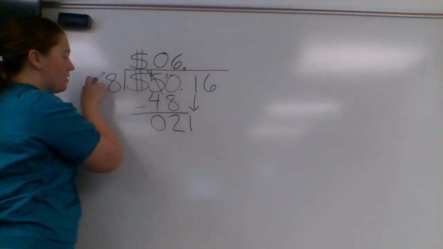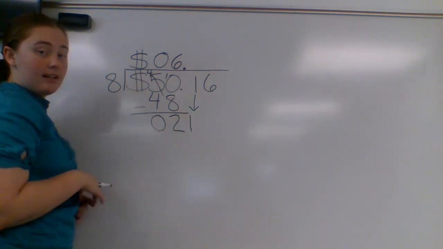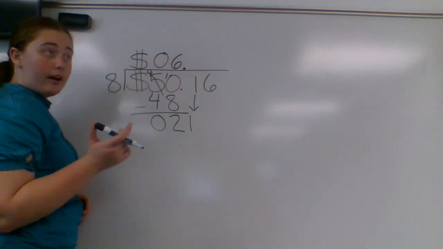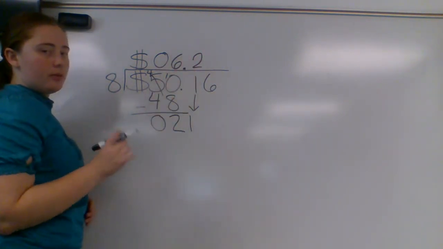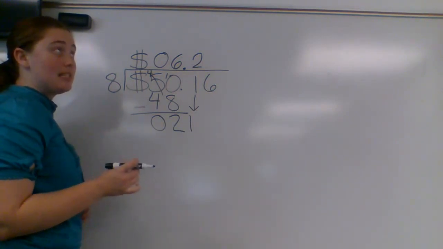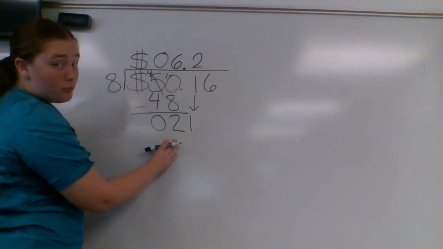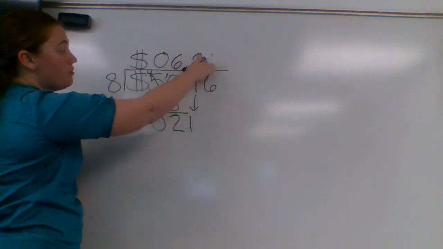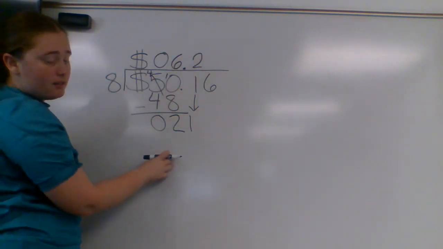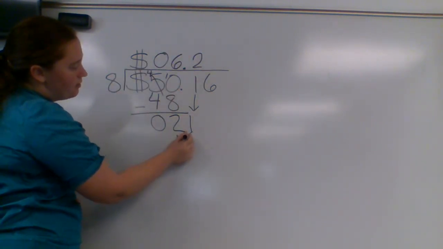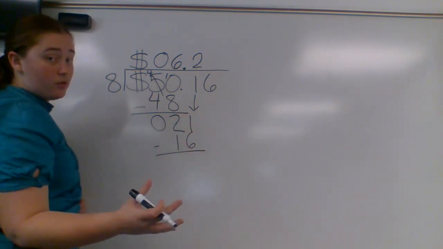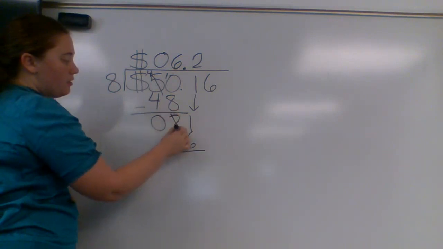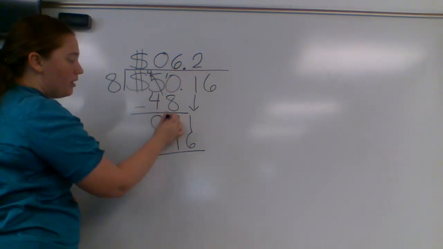And now I have 8 will go into 21. How many times? Let's try 2. I thought about using 3 for a second, but 3 times 8 is 24, and that would be too big. So let's try 2. 2 times 8 is 16. Subtract. 1 minus 6, we can't do that, so we need to borrow. 2 is going to get crossed out. 2 is going to become 1.